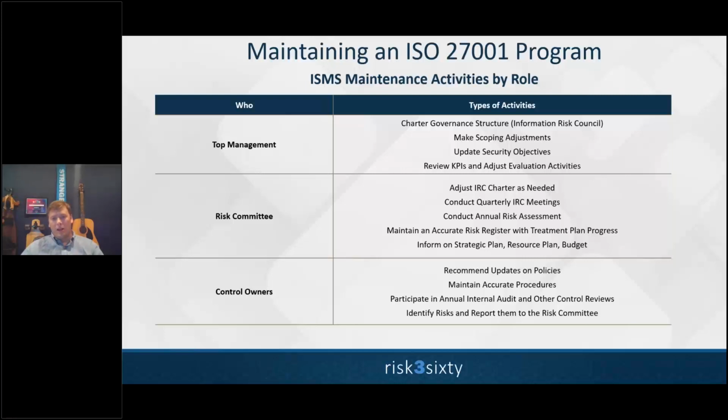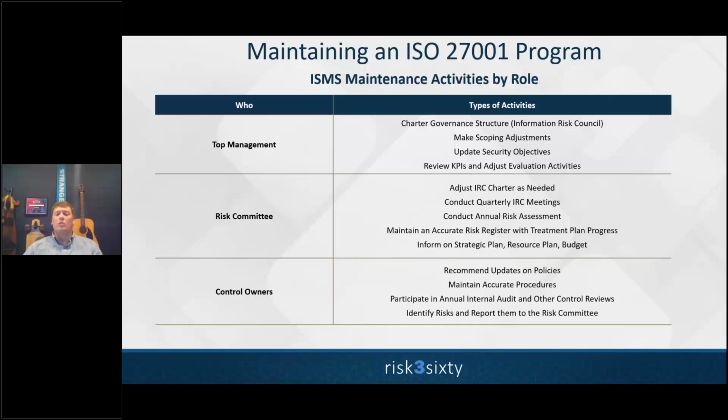They're also going to be heavily involved in making scoping adjustments. You've acquired a company, you've rolled out a new product, you are just simply maturing the program to go from a smaller scope to a larger scope. Those scoping adjustments need to be thought out, and you need to communicate extensively with your external certification body as well as your internal audit if it's an outsourced function, to make sure that they're aware of those scoping adjustment considerations.